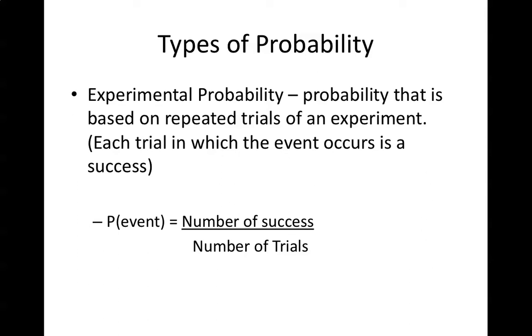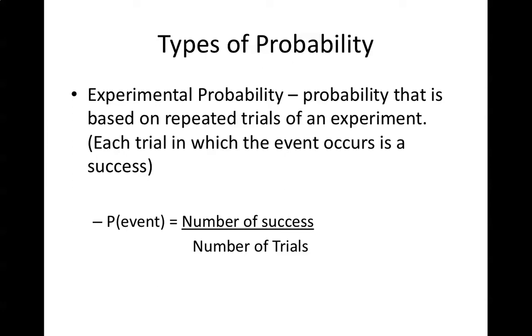So experimental probability is the probability that is based on repeated trials of an experiment. Examples such as rolling a dice, flipping a coin, pulling cards from a deck, anything like that. Anything that you're going to repeatedly do as an experiment. Each trial in which the event that you're looking for occurs is considered a success.